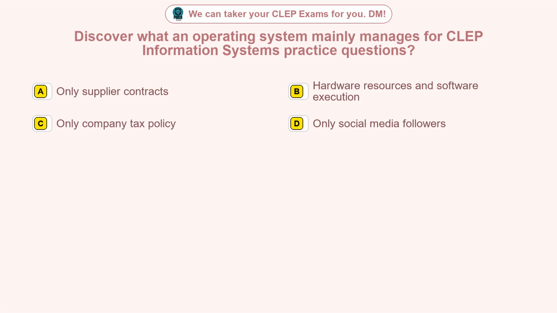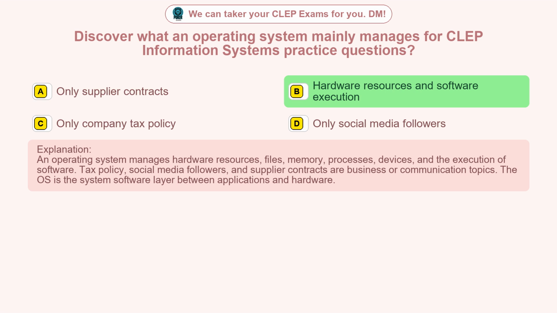Question 63. Discover what an operating system mainly manages for CLEP Information Systems practice questions. Option A. Only supplier contracts. Option B. Hardware resources and software execution. Option C. Only company tax policy. Option D. Only social media followers. The correct answer is option B. Hardware resources and software execution. An operating system manages hardware resources, files, memory, processes, devices, and the execution of software. Tax policy, social media followers, and supplier contracts are business or communication topics. The OS is the system software layer between applications and hardware.